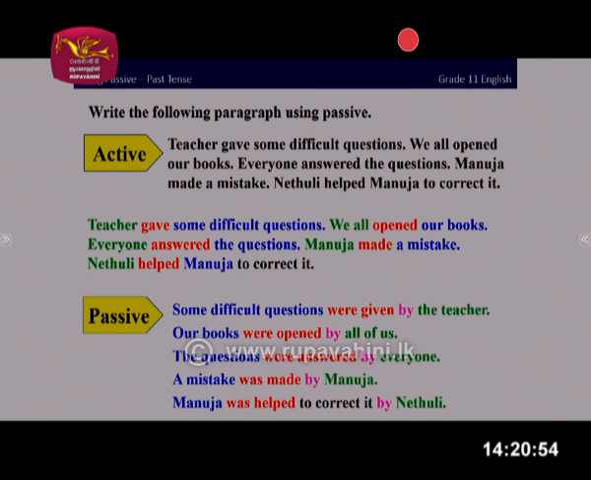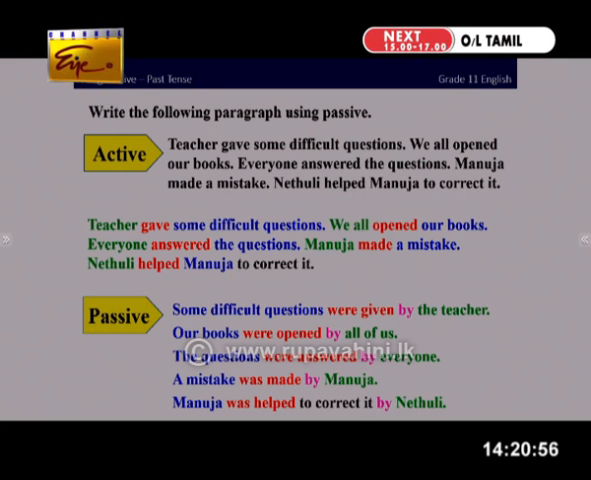Everyone answered the questions. The questions, plural once again, were answered by everyone. A mistake. Manuja made a mistake. Mistake is singular. Therefore, a mistake was made by Manuja. And the last one, Nethuli helped Manuja to correct it. Manuja was helped to correct it by Nethuli.